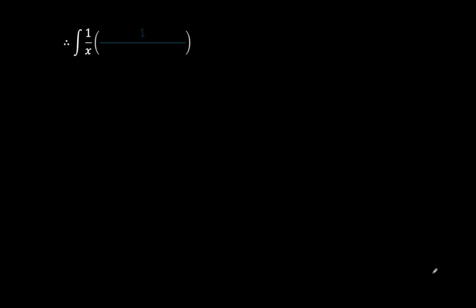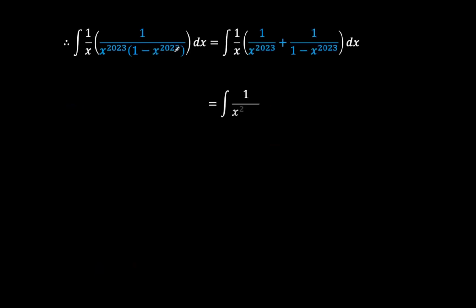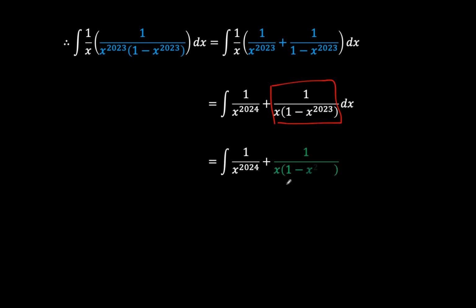Since we've figured out this partial fraction, we'll just go and plug it in. Our original integral is the integral of 1 over x to the power 2024 plus 1 over x times 1 minus x to the power 2023. So the issue now is, what does this really equal to? We have to again engage in splitting this fraction into partial fractions. I would like to emphasize that by using a different color, green.